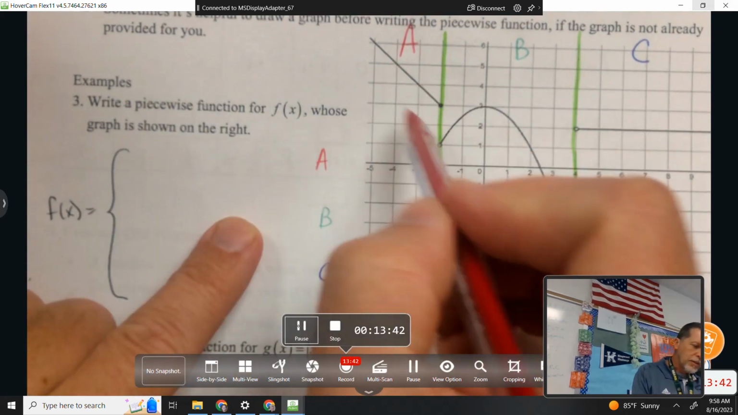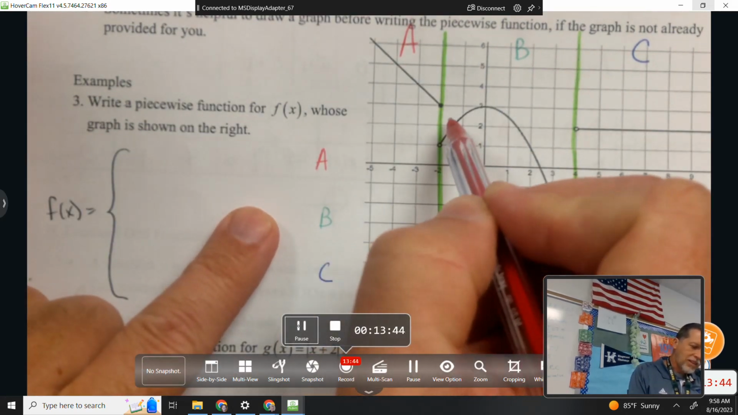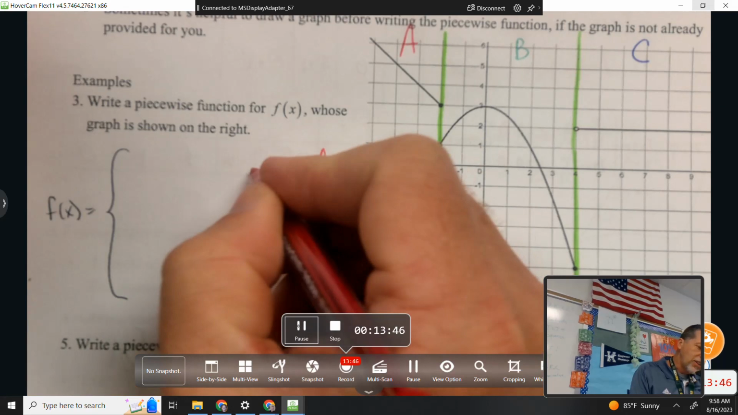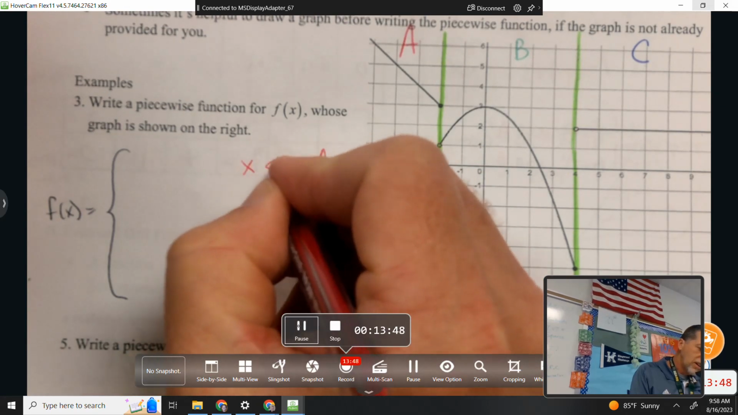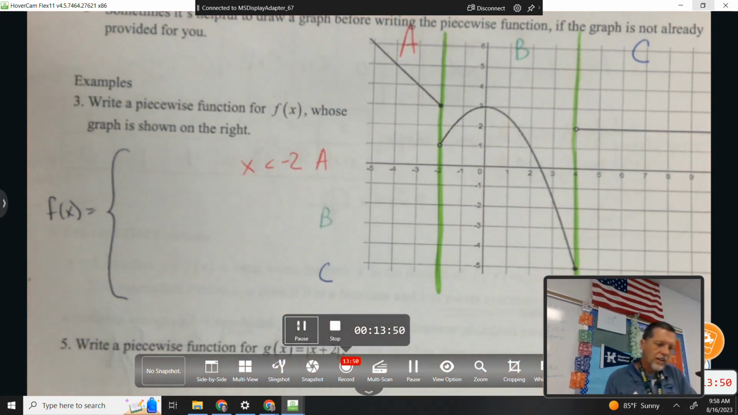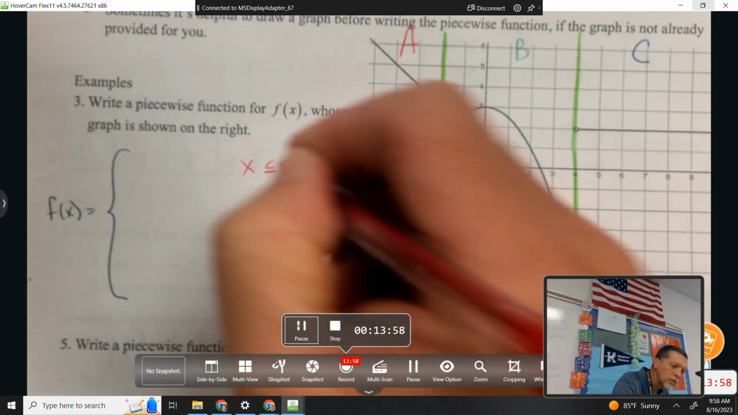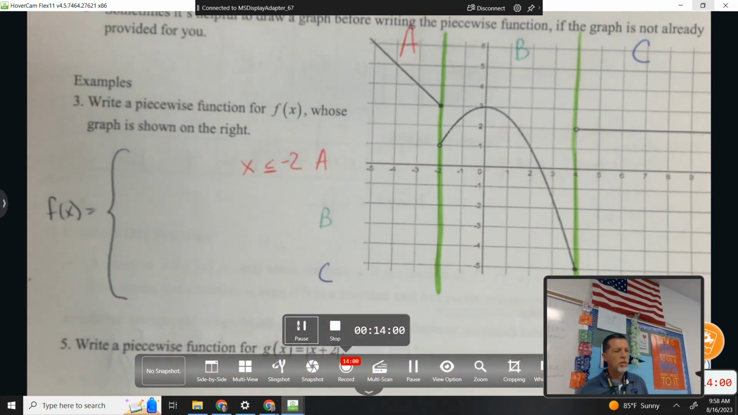So even though the x stuff is written in the second column, I'm going to write it first. So for part A, that's when x is left of -2, less than -2. Equal sign or not equal sign on that? Equal sign. The closed circle means we want to include -2, at least for part A. So less than or equal to -2 for part A.